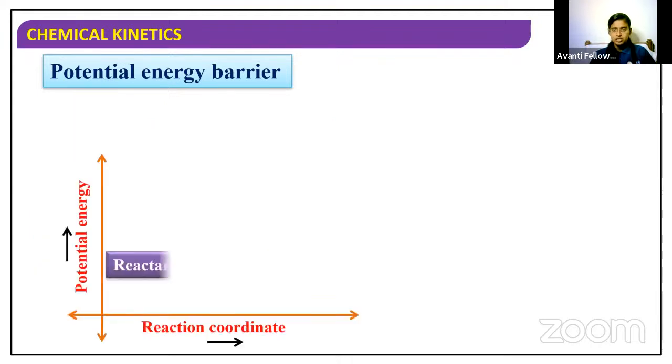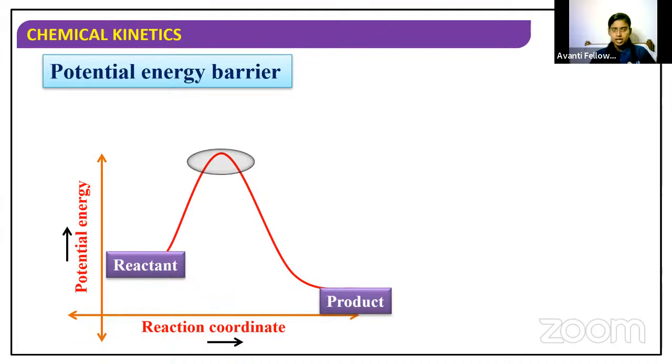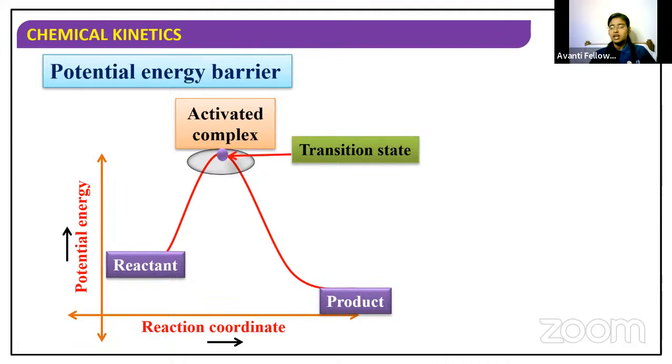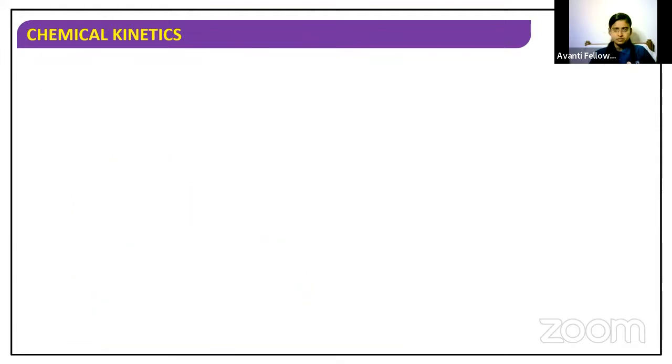You see here in the picture, we have the reactant and product. The reactant is getting converted into the product. At this point, the reactants are getting activated and the complex is said to be the activated complex. This point is nothing but the transition state. This point is called the transition state. So this much amount of energy is required for the reactant to get activated.